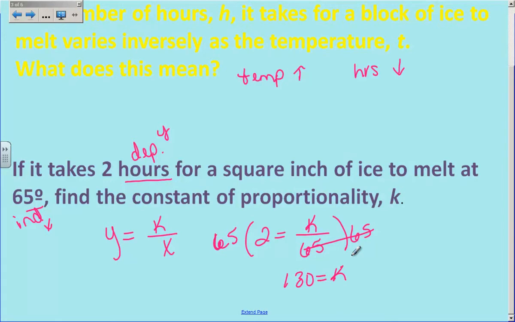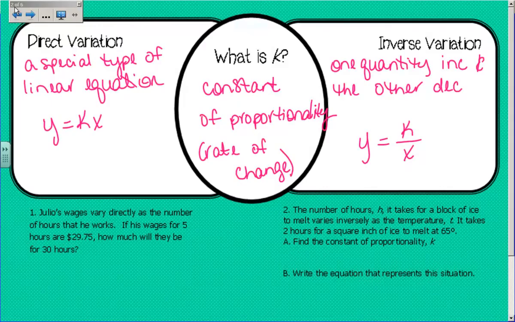And what that means is my ice cube, it's my rate of change. It's how fast or how slow that ice cube is going to melt. And so in this case, we just call it the constant of proportionality, and it's 130. So let's go back and answer a few more questions.